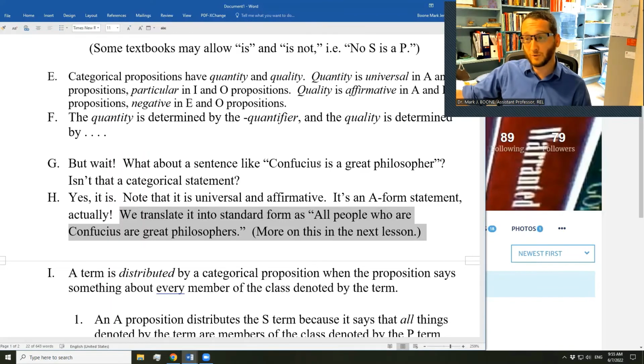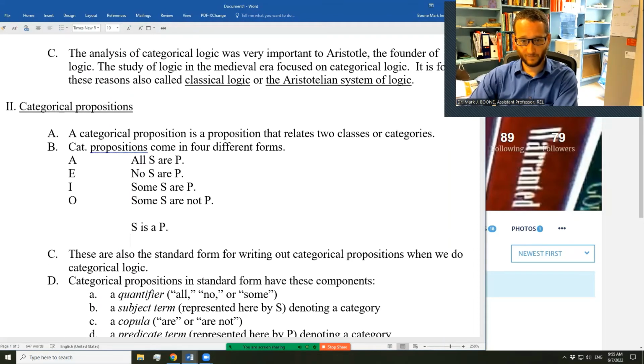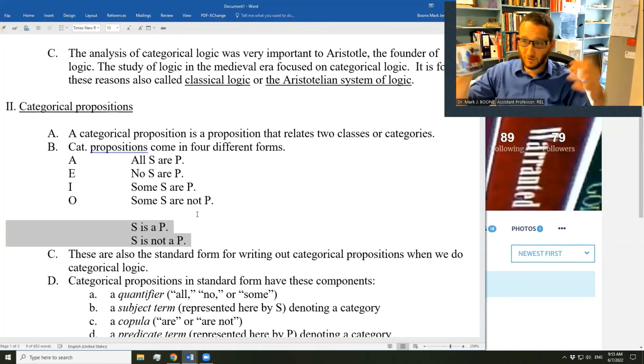Well, as a concession to normal human speech, some logic textbooks, or at least some systems for doing categorical logic, or maybe I should say some strategies, will allow you to have a whole other set of categorical proposition standard forms. And say S is a P or S is not a P, where S is just a single person or some other category of one. My teacup, that's a single thing. My teacup is not purple. That is a concession to ordinary human speech.